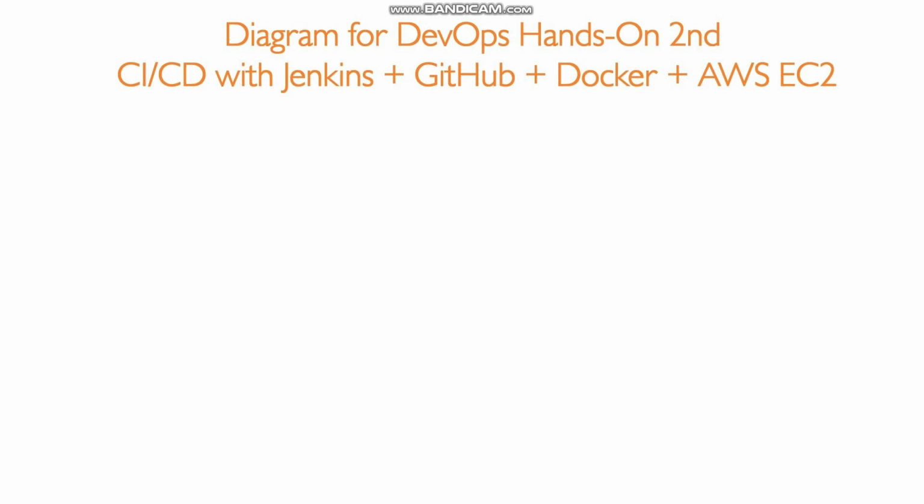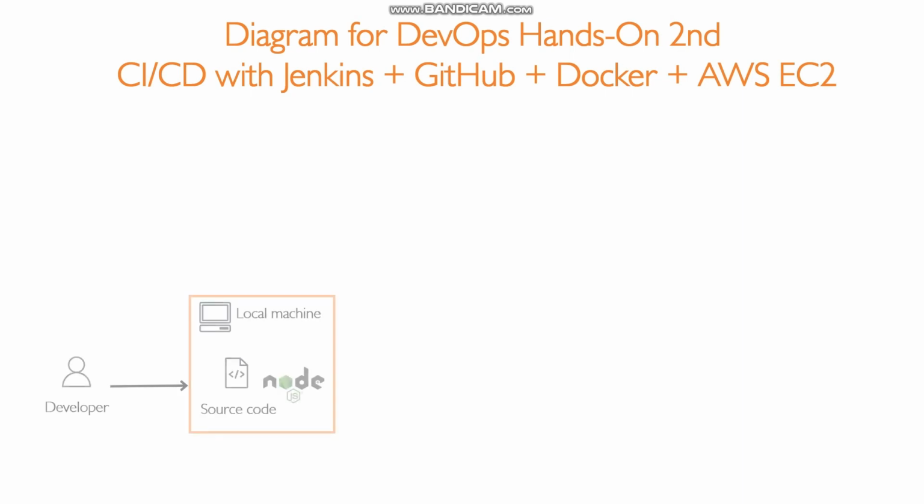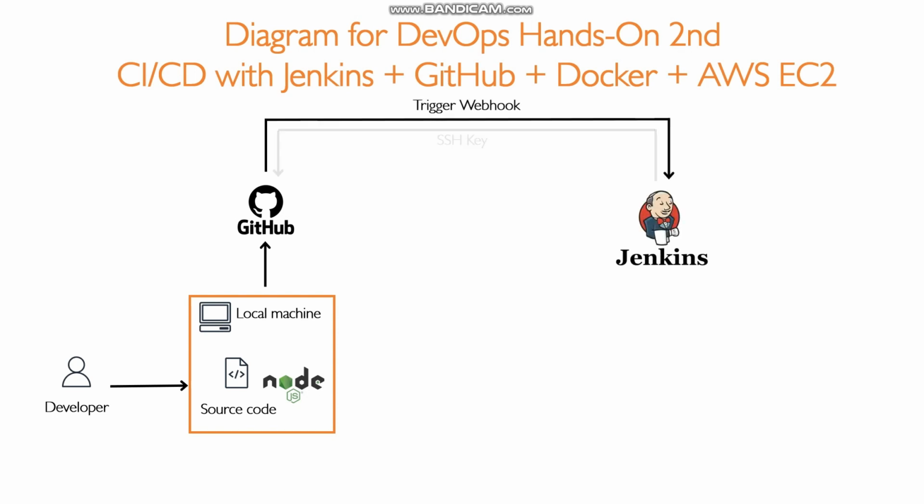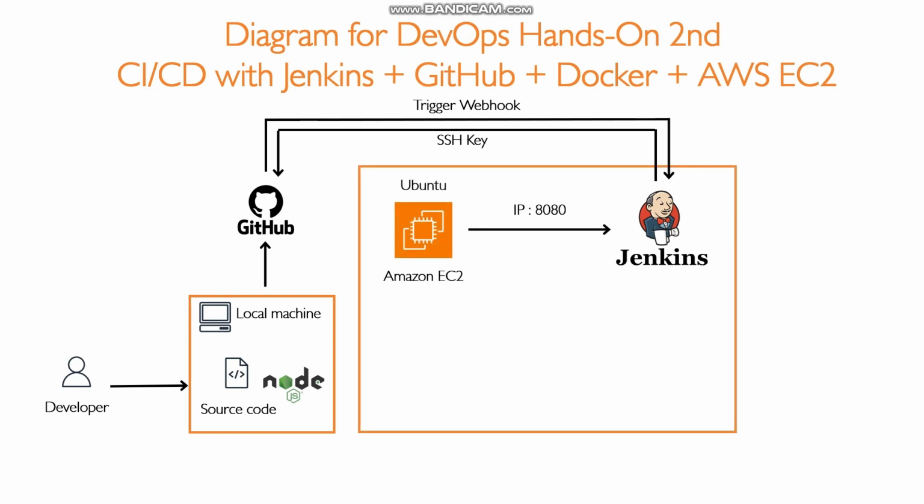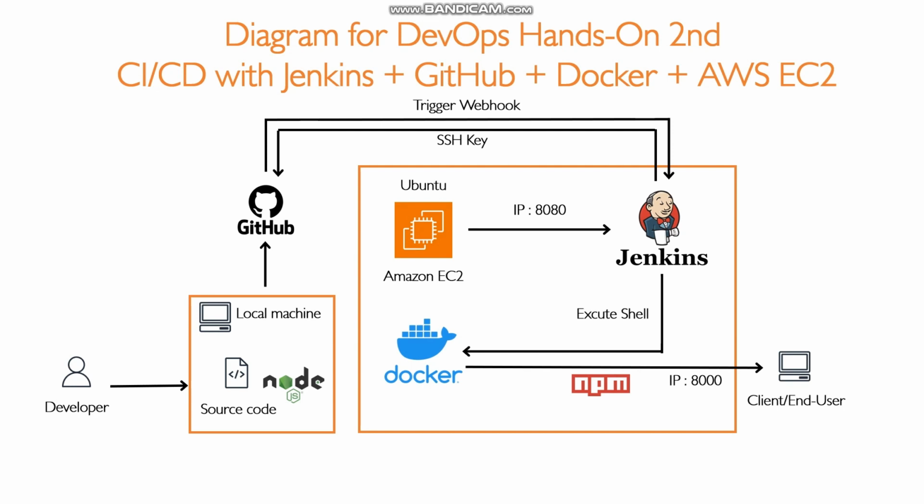In this video, I want to complete a DevOps project using the Jenkins CI interface with GitHub and using Docker to containerize a Node.js web application on an Ubuntu server. So let's see this process, from the developer to the GitHub trigger webhook to Jenkins, and build the code using Docker and npm, and go to Jenkins, which is on port 8080.